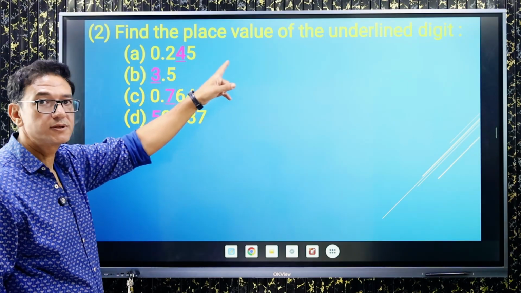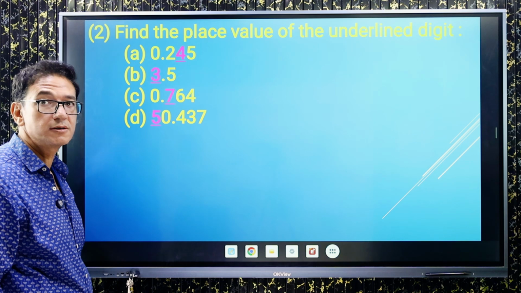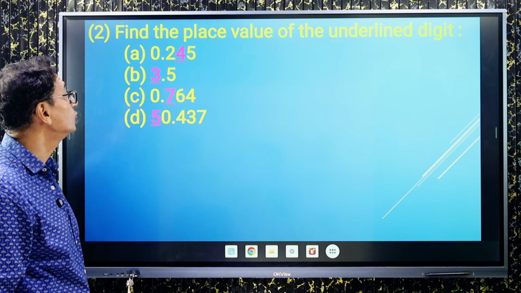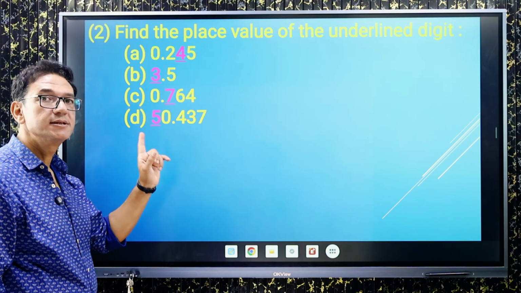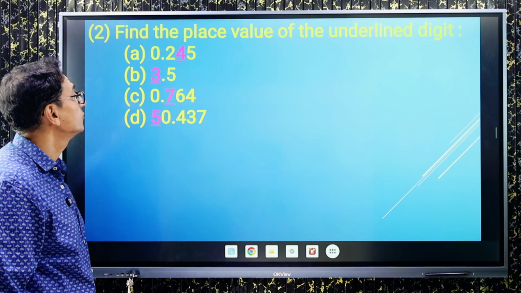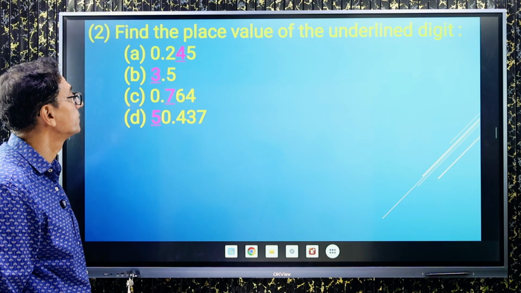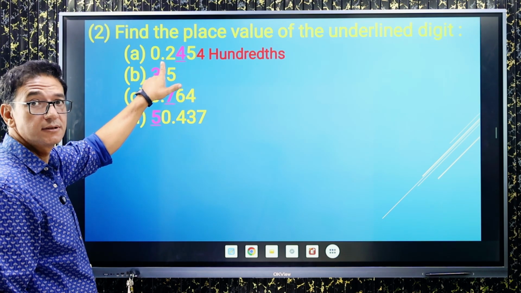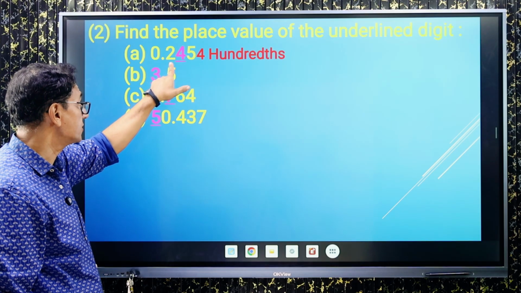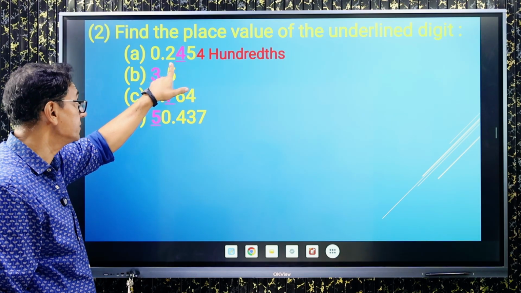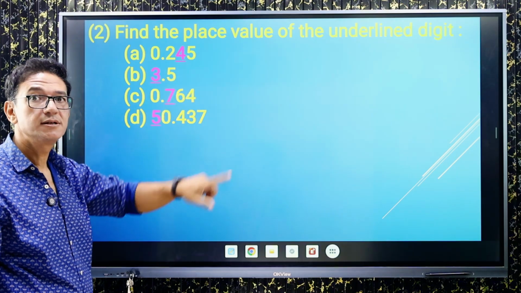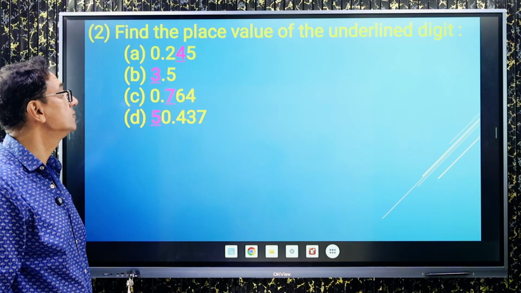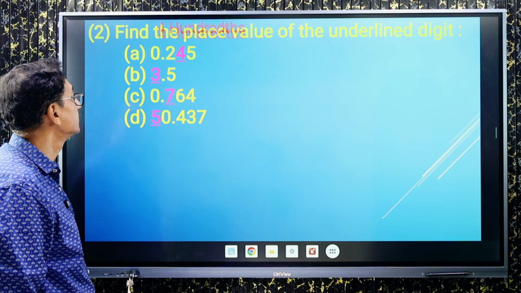Find the place value of the underlined or colored digit. A, 4, yes, 4 is hundredths, 4 hundredths. We know that this is the point. The first digit which is coming after the point is tenths. The second one is hundredths. 3, yes, is ones, yes.